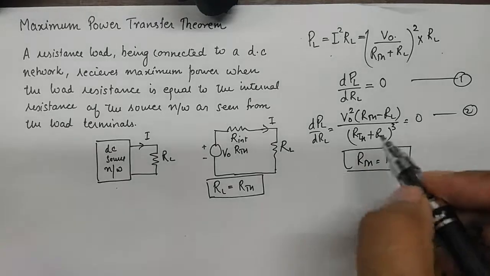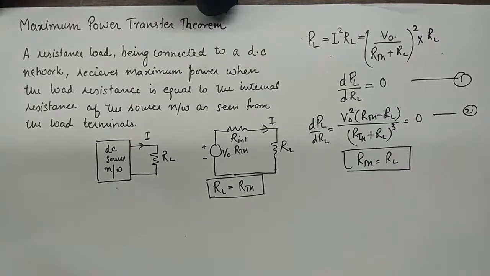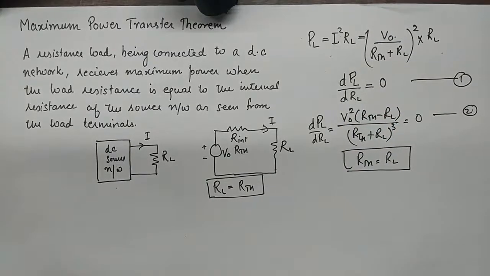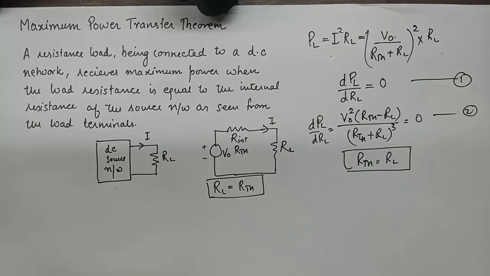So you could pause the video here and look at this part of the equation carefully, and if you wish to solve this on your own, you could do so. You could refer to a book or do it mathematically. But it is not of paramount importance to know its derivation. The point here is that when RTH is kept equivalent to RL, the power transfer from a DC source network to a resistive load becomes maximum.